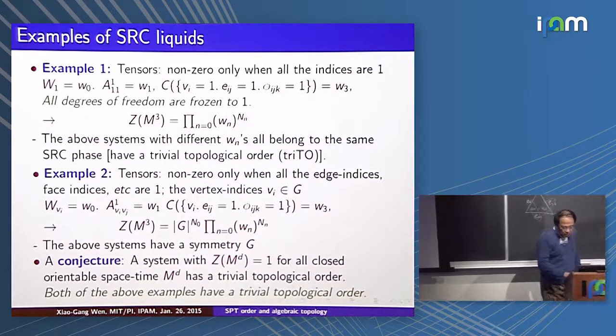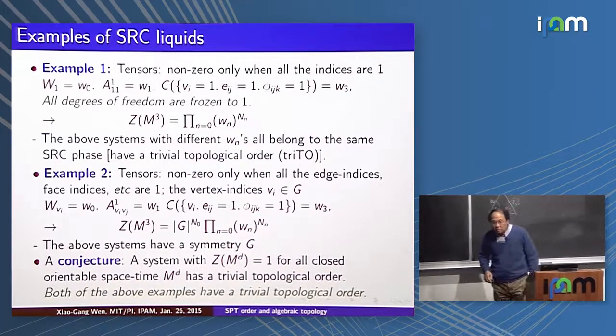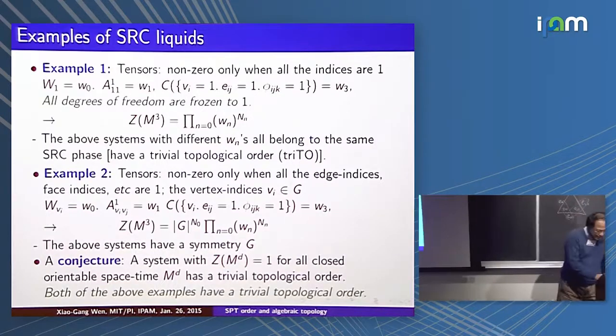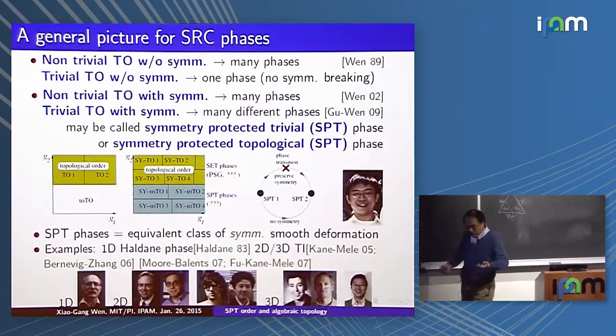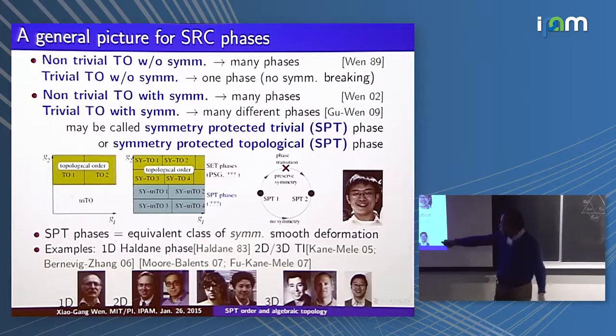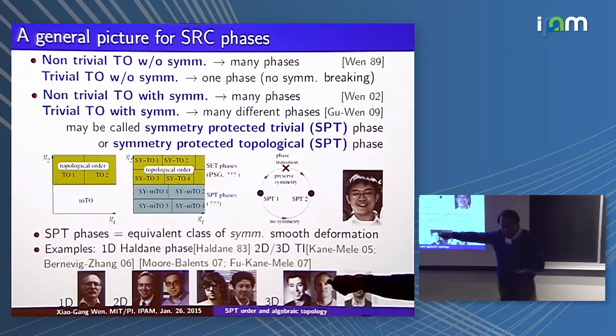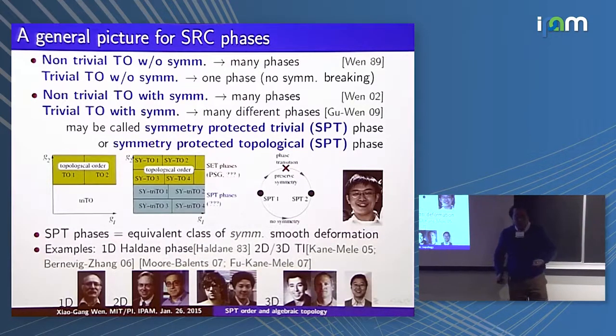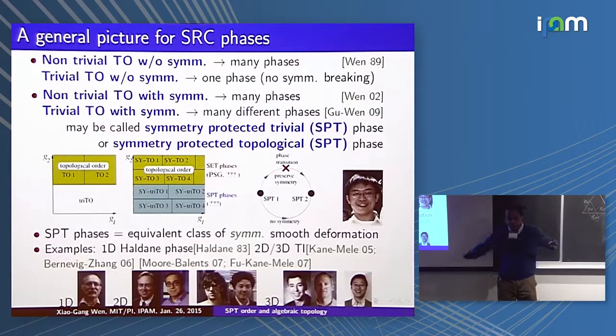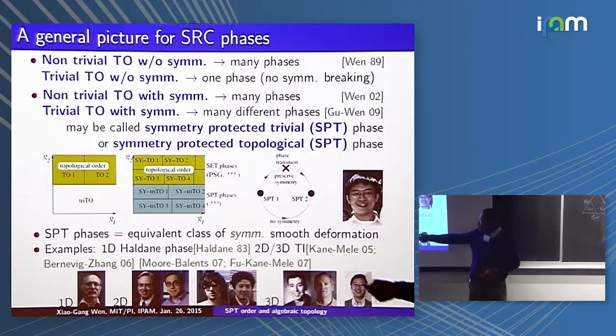Defining topological order. How are you defining topological? Yes, that's the next one. The last one just defined the trivial one. Trivial topological order is this phase. However, not every short-range correlated system is connected to the trivial one, and those are the so-called topological orders. Basically, a non-trivial short-range correlated system is called topologically ordered.